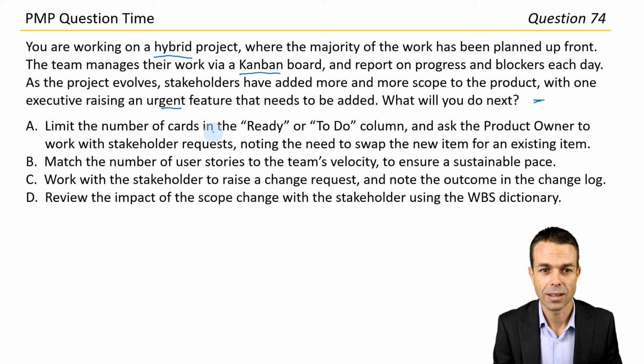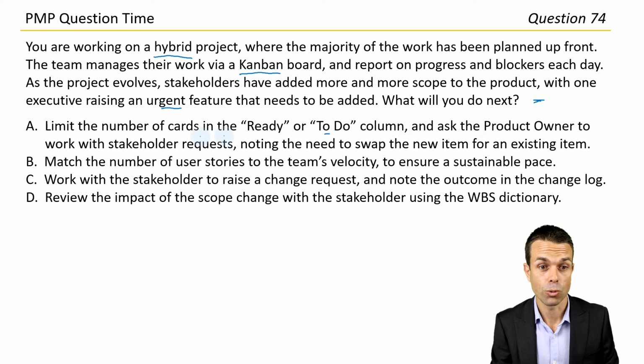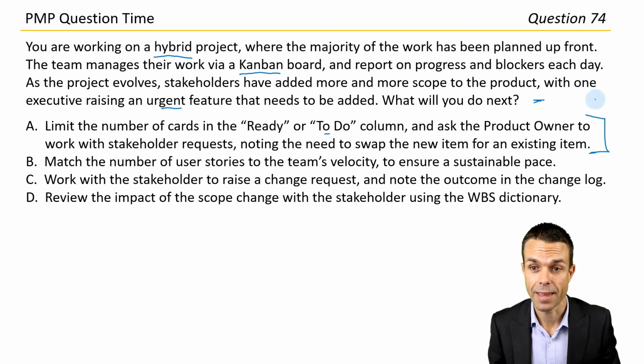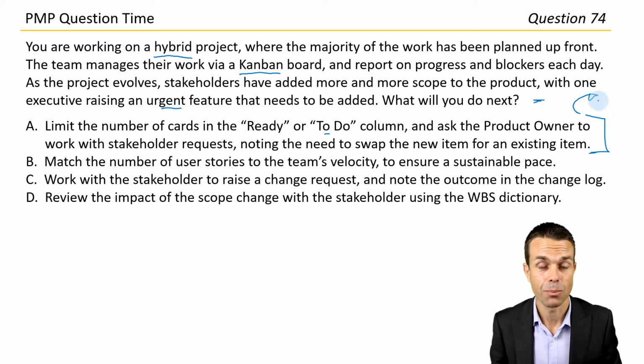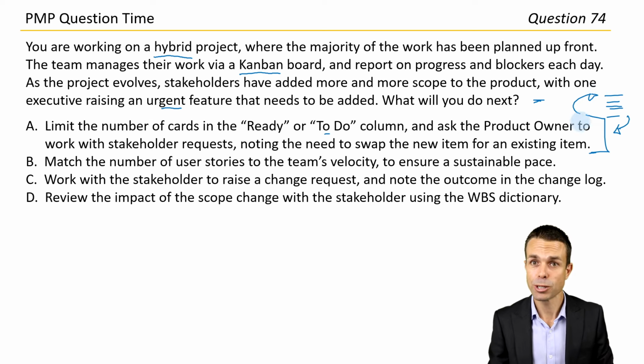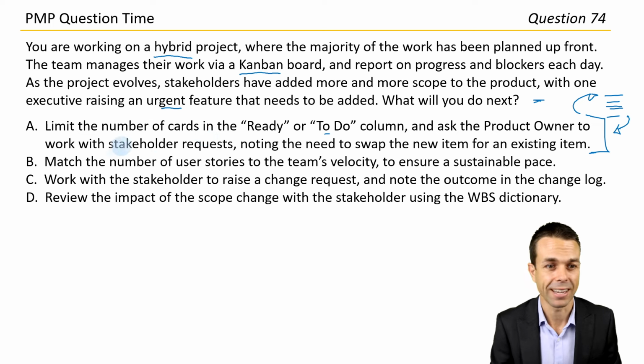Limit the number of cards in ready or to do, and ask the product owner to work with stakeholder requests, noting the need to swap the new item for an existing item. That is prioritization. So they might want to add something, but it's going to cost them because we're going to have to bump something out. We can only work on so much. So we want to be working on the highest priority items at all time, the highest value items. That's actually pretty good. Let's see what else we have just in case.